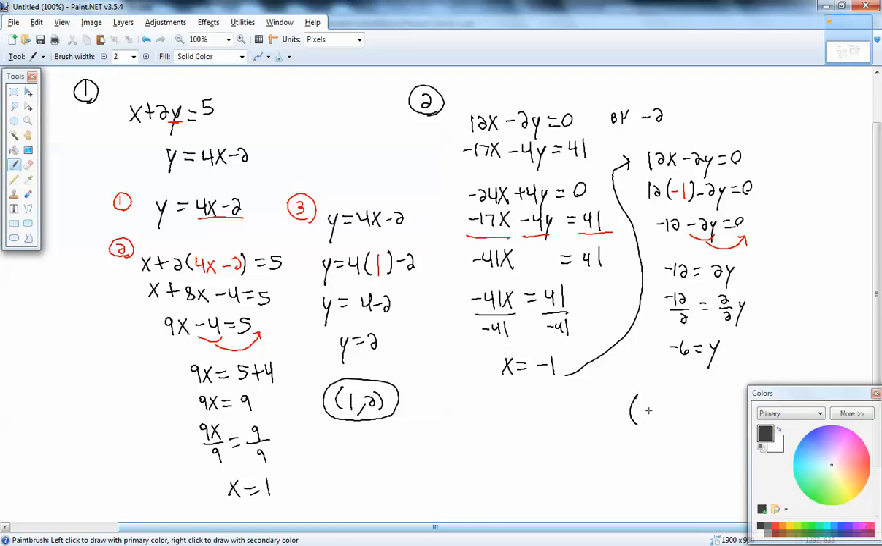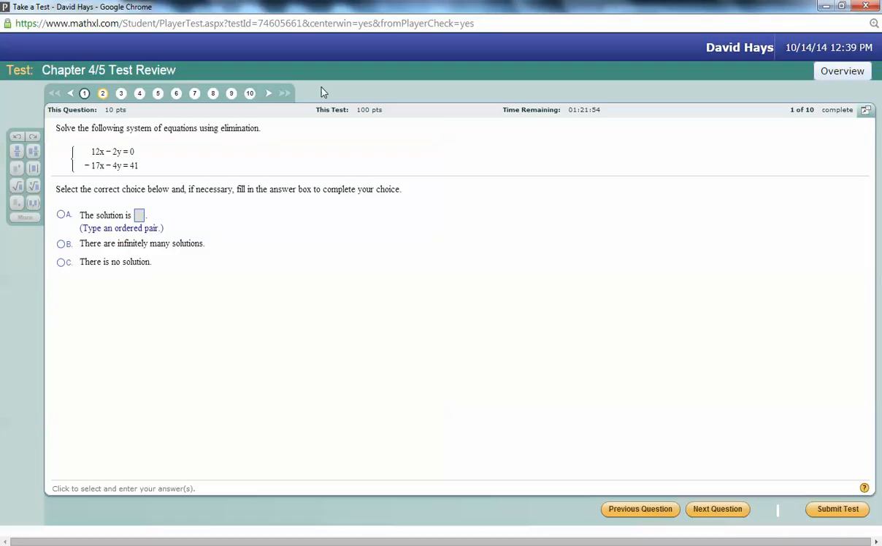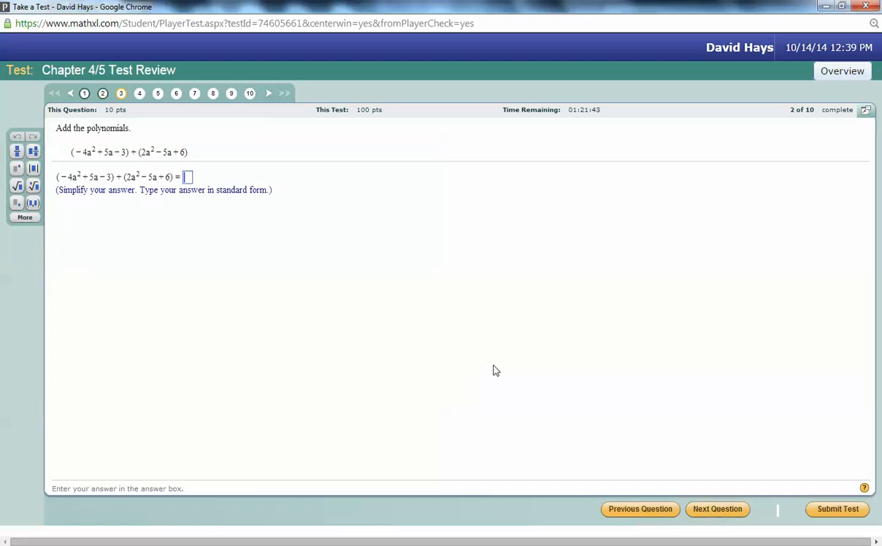And we'll write this in point form, ordered pairs. So I got negative 1, negative 6 as our answer. So negative 1, negative 6. And next question. Add the polynomials.